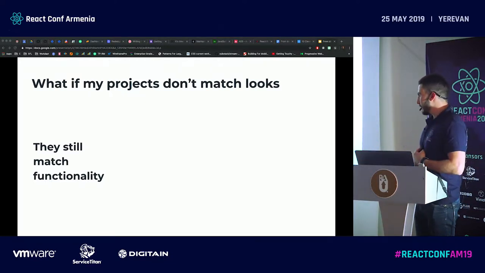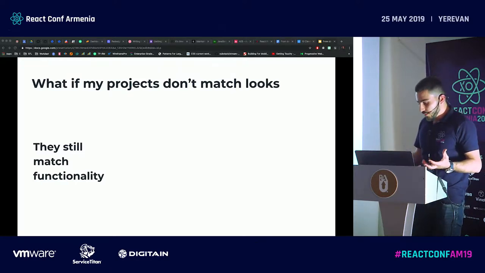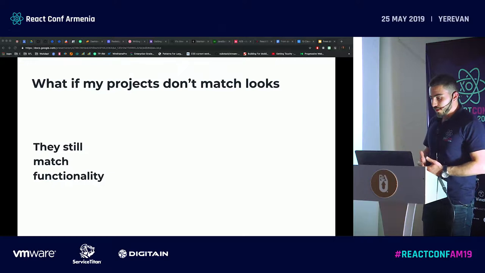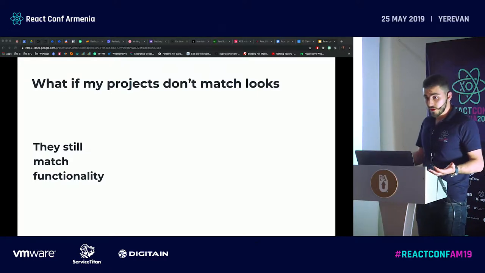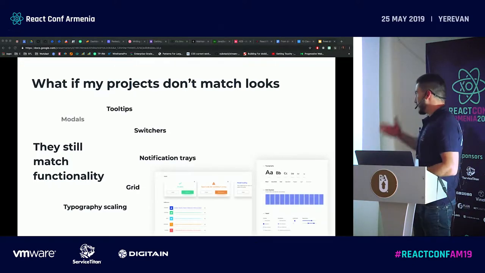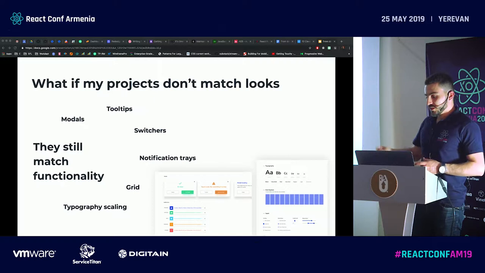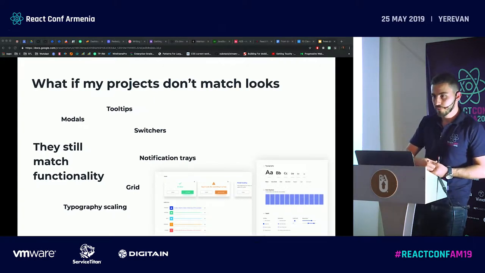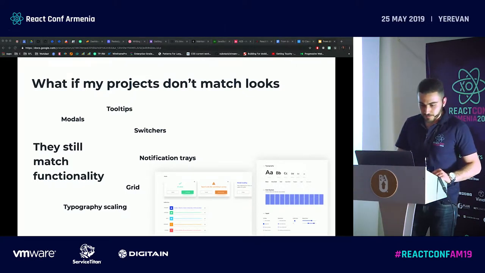Because our apps are not only made of components that have colors and some sort of UI appearance, but also of building blocks that don't have any UI, they're only functionalities, like a modal. The same, maybe tooltips can also be considered if implemented correctly. Might be notification trays, might be grids, typography, any kind of toggler or switcher, etc. That means that we still can benefit if we create a library of these components and share it between the projects.